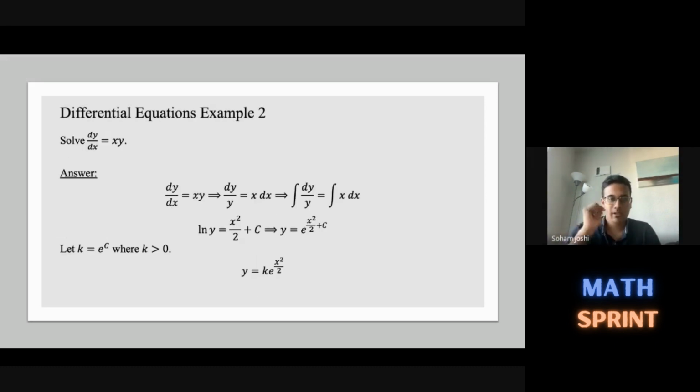Okay, so now let's suppose we have a problem where we need to solve dy by dx is equal to xy. Basically, what we need to do to solve it is to find y in terms of x. We start off with dy by dx is equal to xy. We take y to the left and dx to the right. So now we get dy by y is equal to x dx.